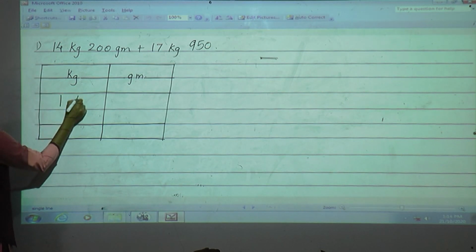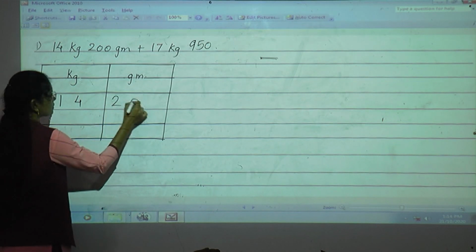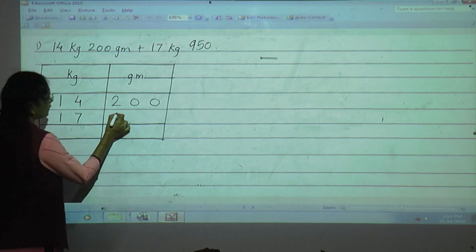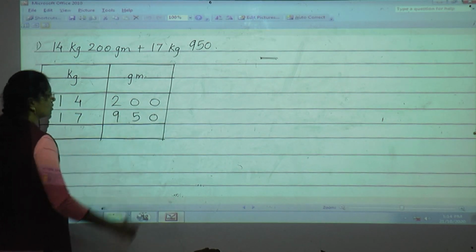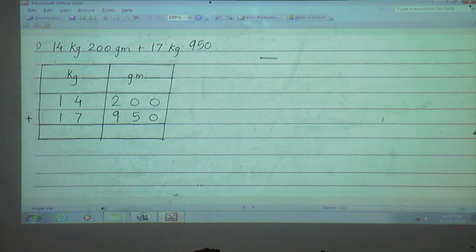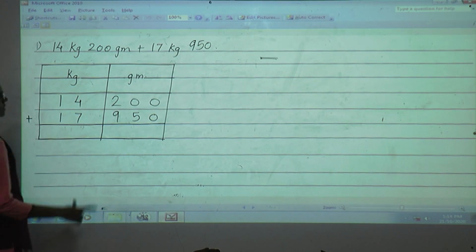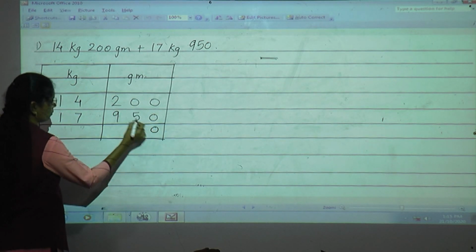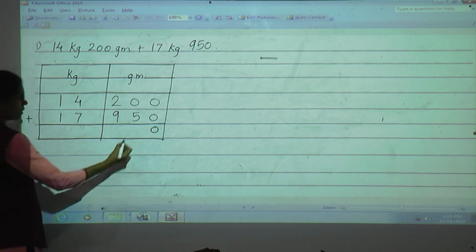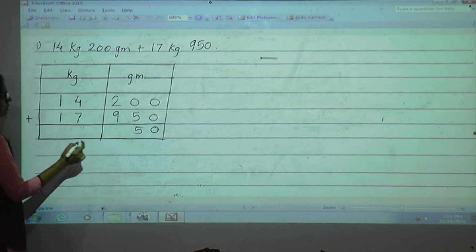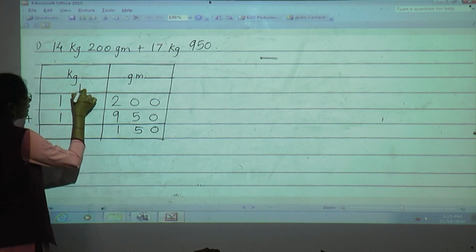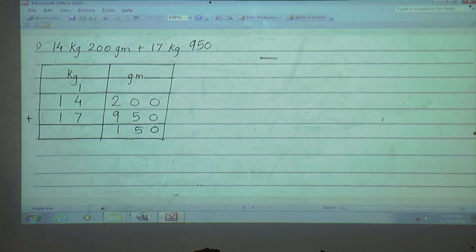14 kg 200 grams plus 17 kg 950 grams. Okay, now very simple, you have to do the addition. 0 plus 0, always we should start from the right side. Okay, so here first we'll add the grams column. 0 plus 0, 0, 0 plus 5, 5, then 2 plus 9, yes, 2 plus 9, 11. So here you have to write only 1 and we'll give 1 carry to the kilograms column.